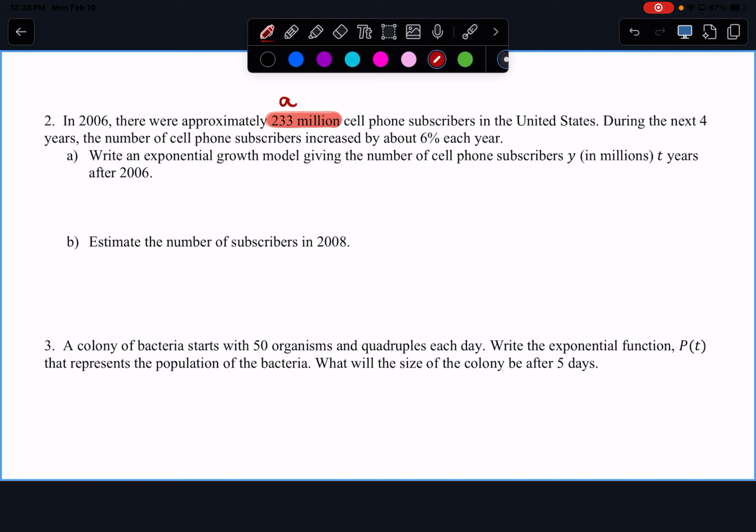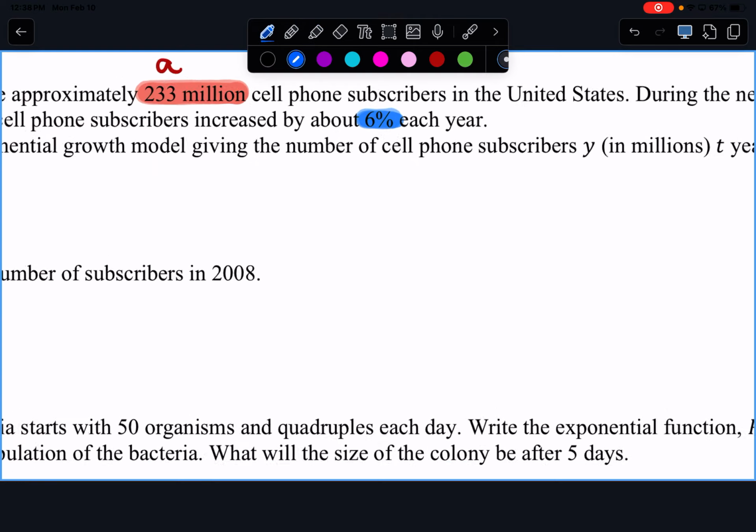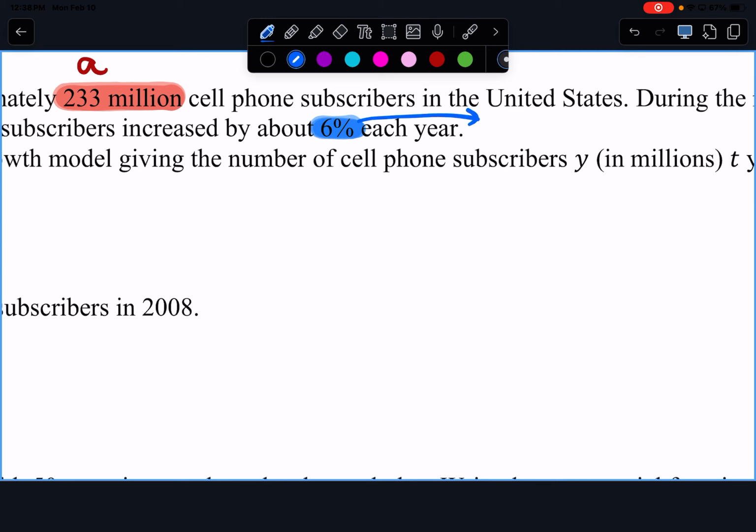Now, does this question give us our B value, which means something that we're multiplying everything by, or does it give us a rate? And by rate, I mean some percent. It gives us a rate, right? It gives us a percent. What percent does it give us? 6%, okay? Because it gives us that as a percent, that right there is our R. And we do get it as 0.06.